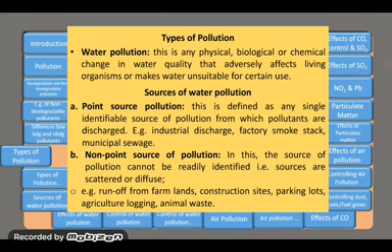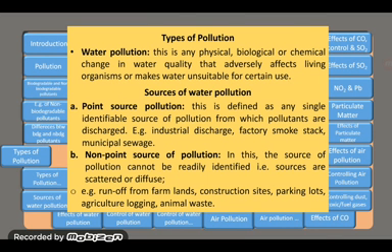Types of pollution. Pollution can be classified into different types based on the kind of natural resources they affect. The one that affects water, we refer to as water pollution. Water pollution is any physical, biological, or chemical change in water quality that will adversely affect living organisms or make such water unsuitable for use. Various sources of water pollution exist.